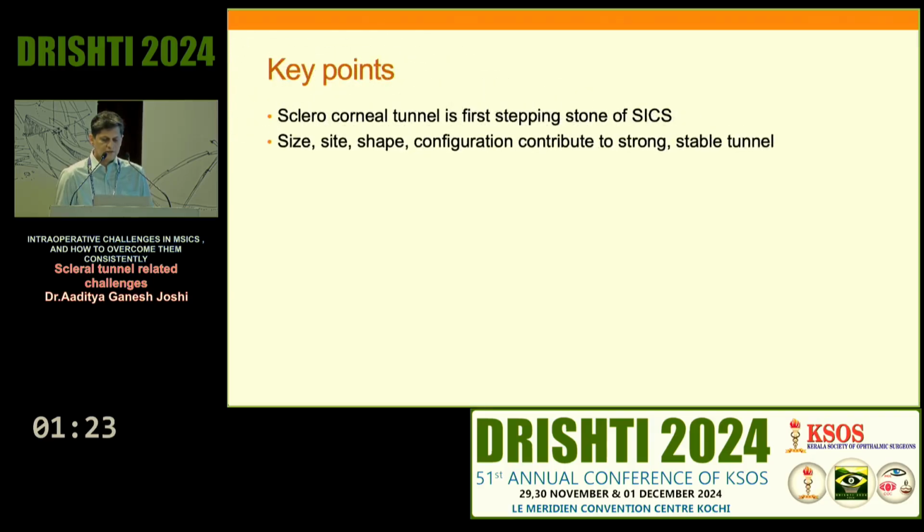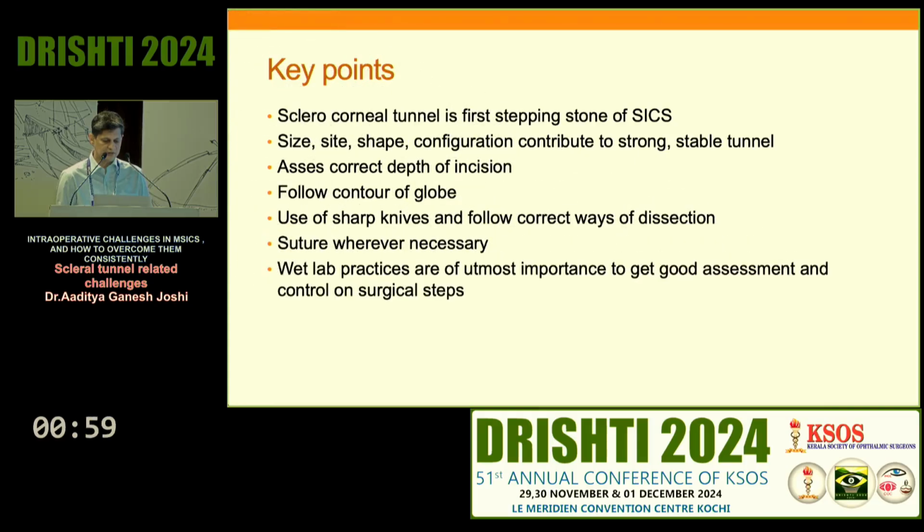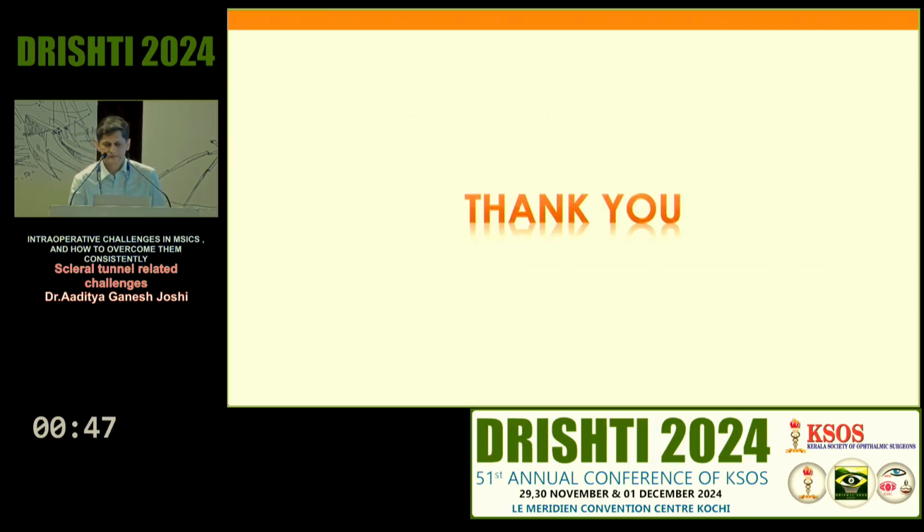So the tunnel is the first stepping stone of a good SICS. The size, shape, site, everything is important for having a good, strong, stable tunnel. Assessing the correct depth is the first important step, followed by following the contour of the globe. The knife should be sharp and the correct dissection planes should be followed. Suture is to be done whenever necessary. And wet lab practice is the most important thing before going ahead with the actual surgery, because wet lab practice will give us a good assessment and control of our surgical steps. Thank you.